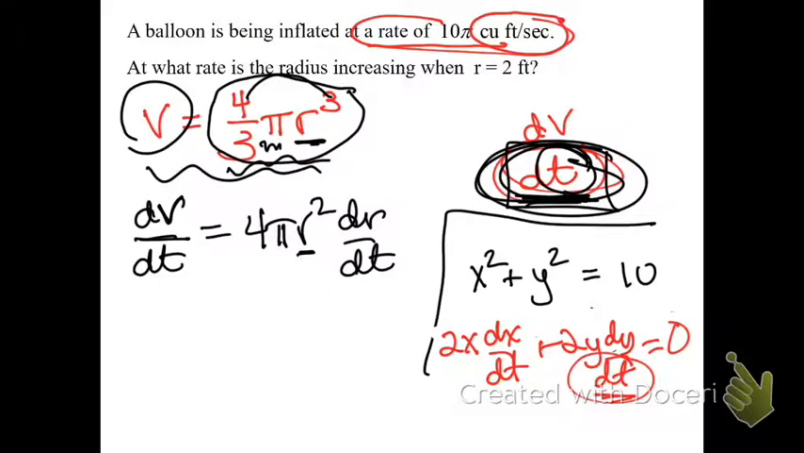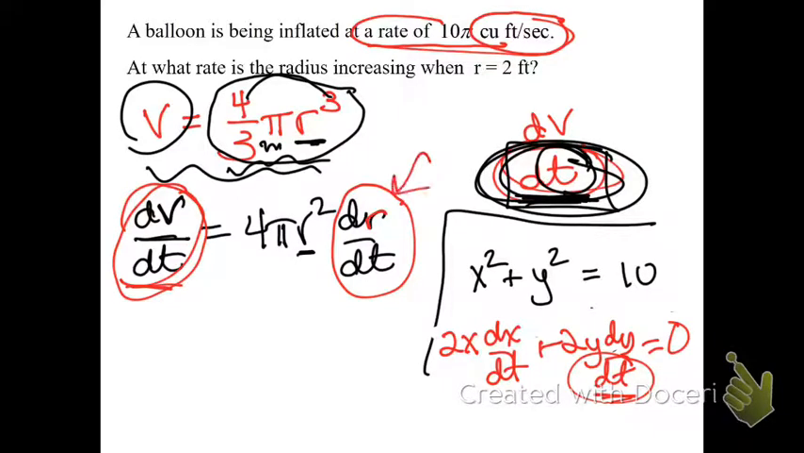Now, what does it mean? What did we find? Back to the problem at hand, over here, this is the rate of change of volume, how fast the volume is changing. Over here, dr dt, that's the rate of change of radius with respect to time, how fast the radius is changing. So those are your derivatives. They are your rates.